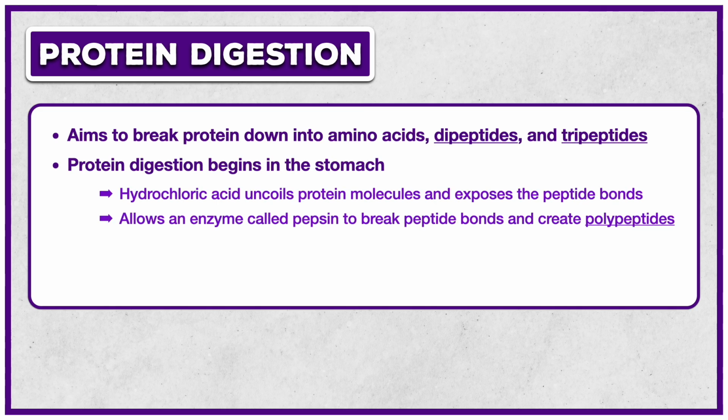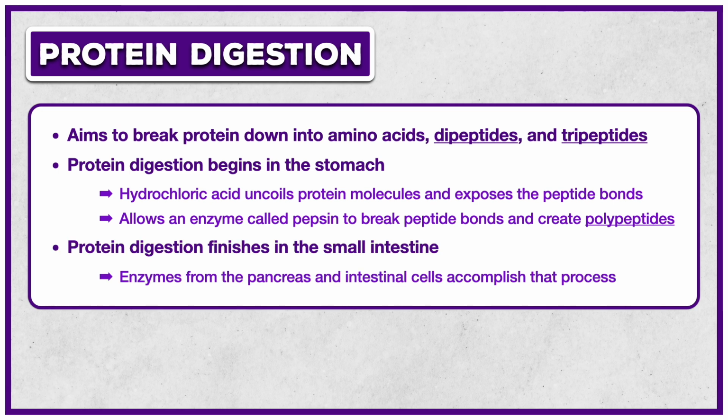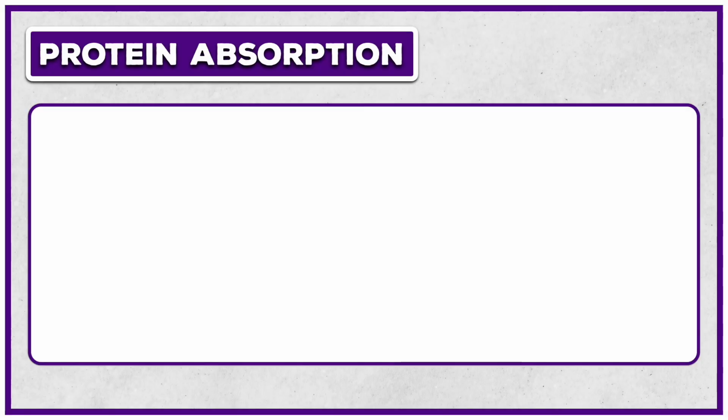Protein digestion begins in the stomach, where hydrochloric acid uncoils protein molecules and exposes the peptide bonds. That exposure allows an enzyme called pepsin to break peptide bonds and create polypeptides, which contain anywhere from 10 to 50 amino acids. Protein digestion finishes in the small intestine with the splitting of polypeptides into amino acids, dipeptides, and tripeptides. Enzymes from the pancreas and intestinal cells accomplish that process.